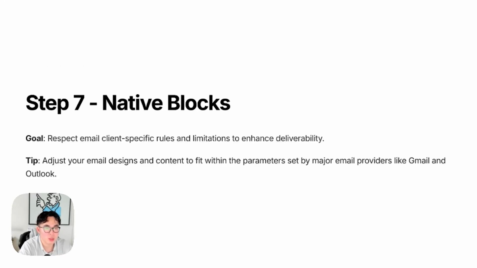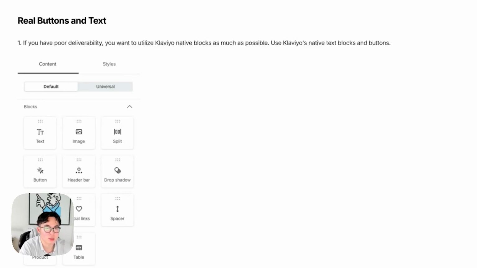Step 7, use native blocks. So respect email client specific rules and limitations to enhance email deliverability. So adjust your email designs and content to fit within the parameters set by major email providers like Gmail and Outlook. Use real buttons and text. If you have poor deliverability, you want to utilize Klaviyo's native blocks as much as possible. So use Klaviyo's native text blocks and buttons.